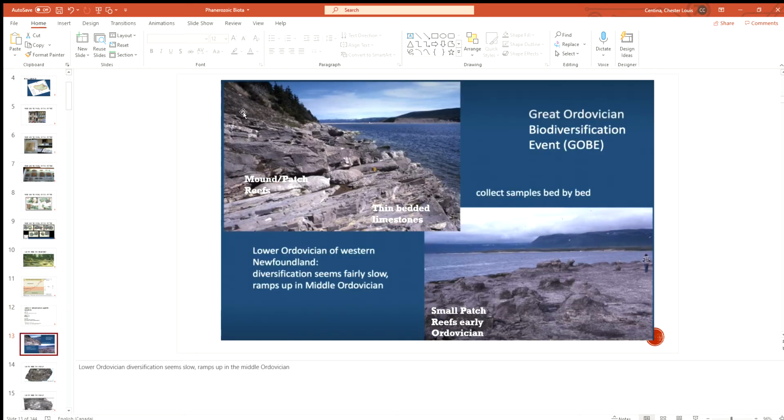Okay, I'm not sure if he will ask on the test, but just to be safe, I want to break everything down quickly and precisely. The GOBE is the Great Ordovician Biodiversification Event. Basically, the lower Ordovician diversification is slow and then ramps up in the middle Ordovician. I will try to break down the rocks just in case he asks. This is a thin bedded limestone, mound patch reefs. This is small patch reefs, and the date is early Ordovician.